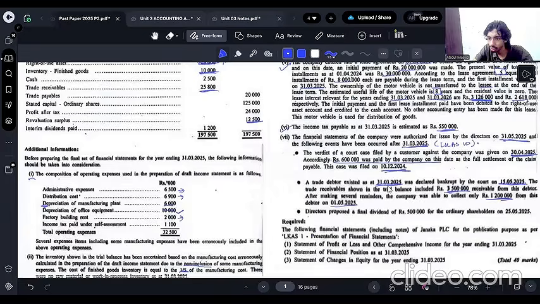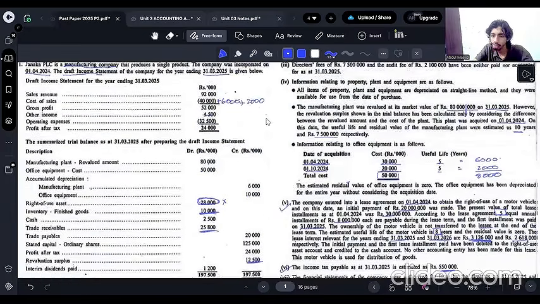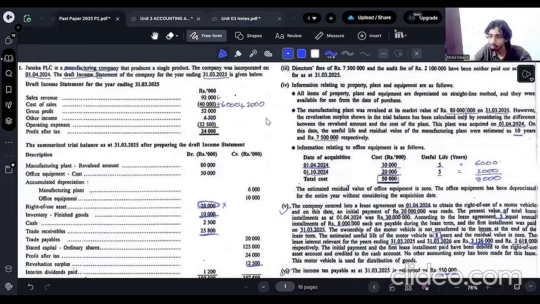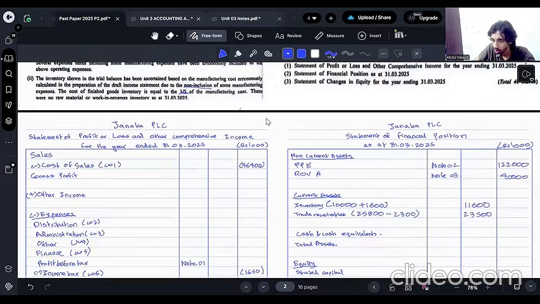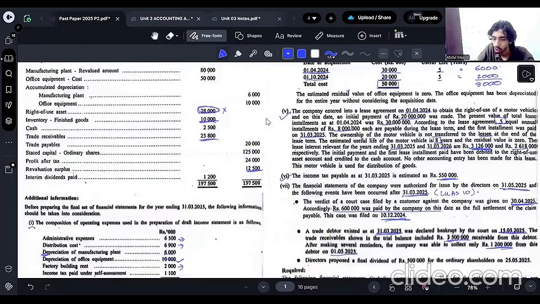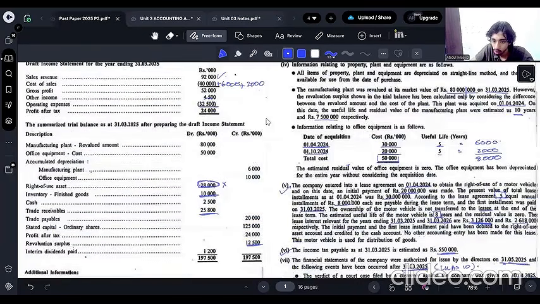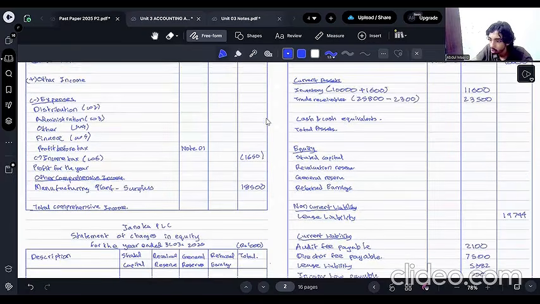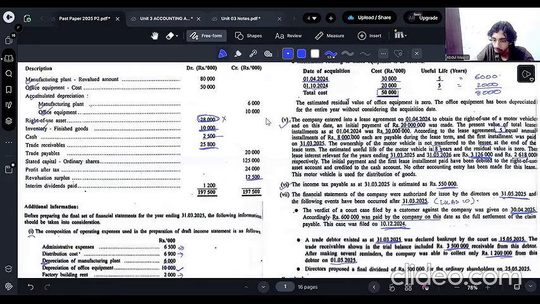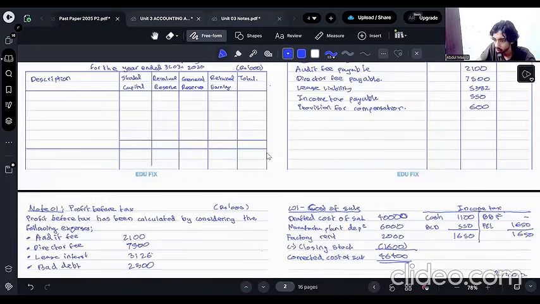Then all of that is done. We have adjusted all the adjustments. Now you can record whatever figures we didn't record. So sales revenue 92,000, and these are adjusted in the PPE note. Right of use asset adjusted, inventory adjusted. Cash is 2,500. Trade receivable done. Trade payable 20,000.